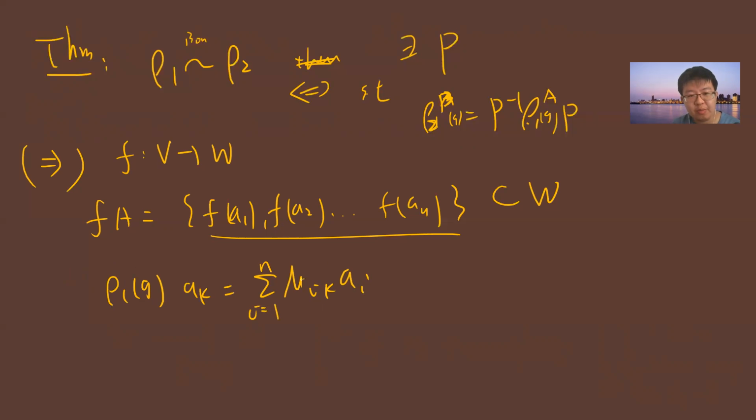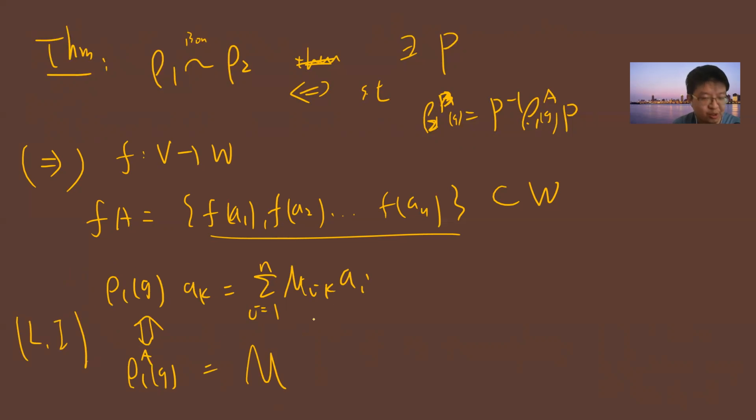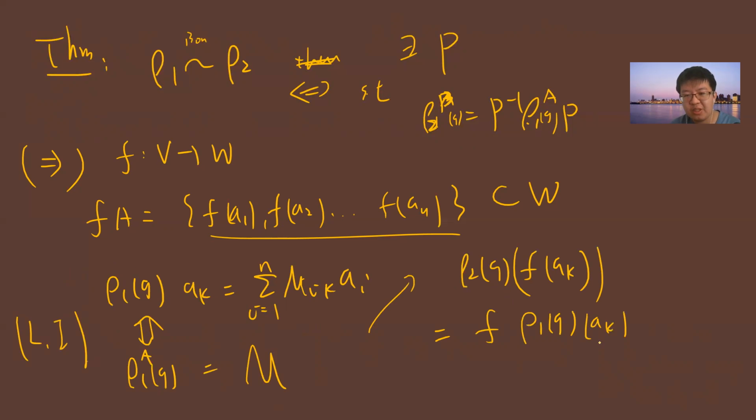Okay, so this is just another way of writing that ρ1(g) in the a basis is just m, right? So this is nothing but linear algebra, right? And so you can use the G-linearity of f. You get ρ2(g)f(a_k), right? Remember that ρ2 and f commute in the sense that it becomes ρ1(g)a_k, right?